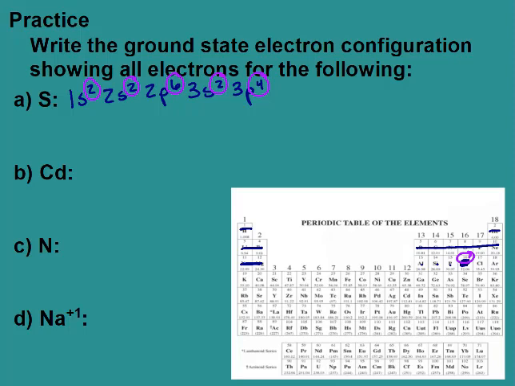Go ahead and pause the video and try the next one on your own. Go ahead and do B and C. Restart when you have cadmium and nitrogen. Cadmium is here and nitrogen is here.